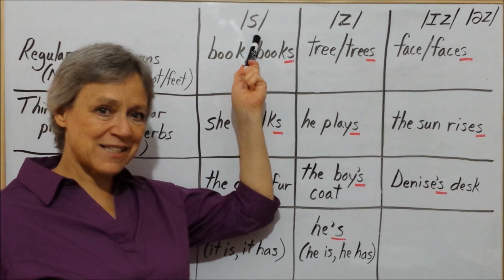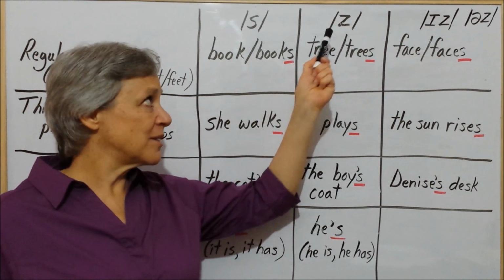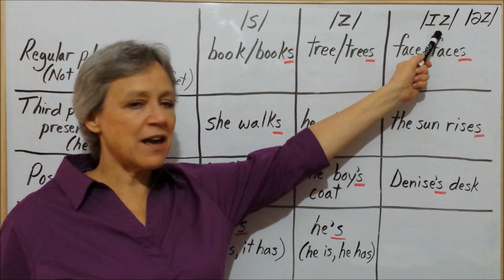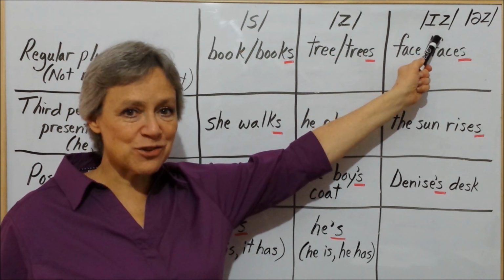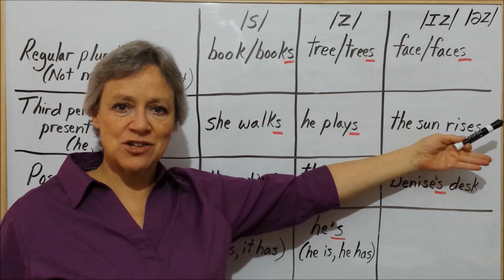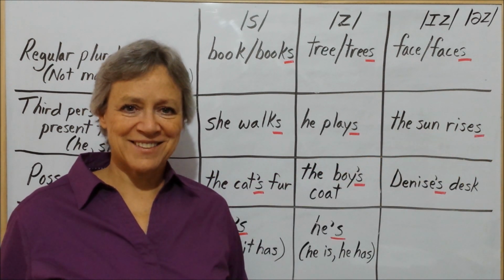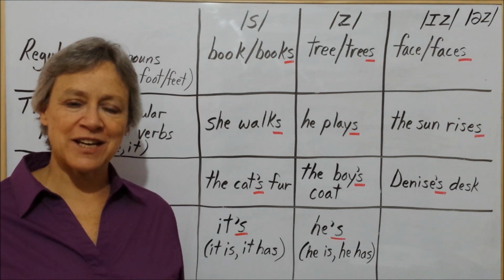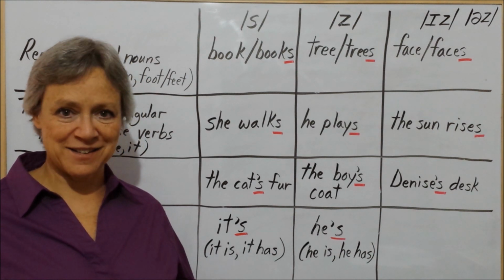We have S, which is a voiceless sound. We have Z, which is a voiced sound. And we have IZ, which is also voiced, but gives us an additional syllable on the word. Let me pronounce these words for you again, and please listen carefully to hear the different S endings, okay?